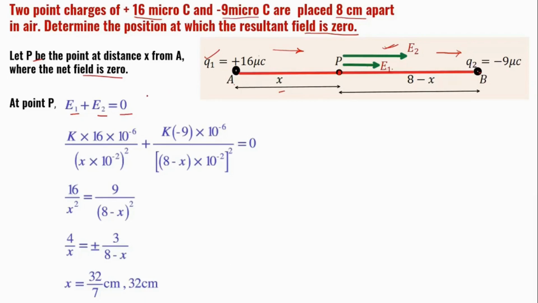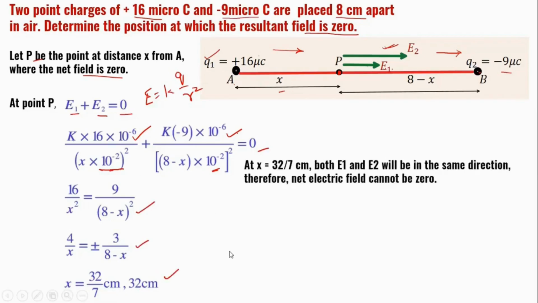Now again, the magnitude of E is equal to KQ by R square. So on putting the magnitudes, K is there. Now this E1 is due to Q1, which is plus 16 microcoulomb, so here we have converted into coulomb as 10 to the power minus 6, upon the separation x times 10 to the power minus 2. Why have we included this? Because we have converted centimeter into meter. Similarly, E2 is due to minus 9 microcoulomb, so here we have converted it as minus 9 into 10 to the power minus 6 coulomb, and the separation is 8 minus x, converted into meters, and this is whole square, equals 0. On solving this and cancelling the like terms, we will get this step. Further, if we cancel the steps, we will get this equation, and now the value of x comes out to be 32 by 7 or 32 centimeter.